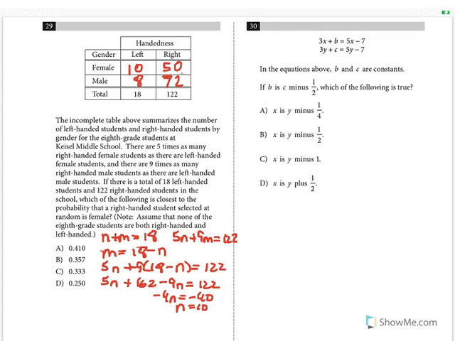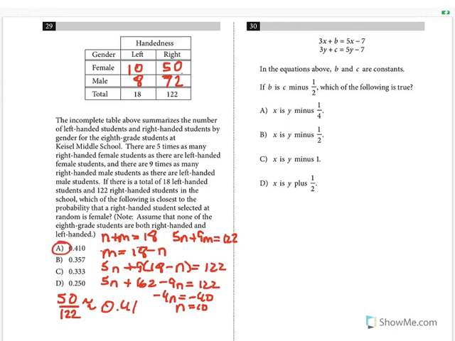So it says a right-handed student is selected at random. So that's the population we're picking from. That's going to be our denominator. So a right-handed student picked at random. There are 122 right-handers. And what is the closest to the probability that the randomly selected student is a female? So we're picking from the right-handers, and we want the probability that it's female. So 50 of them are female. And that is approximately 0.41.